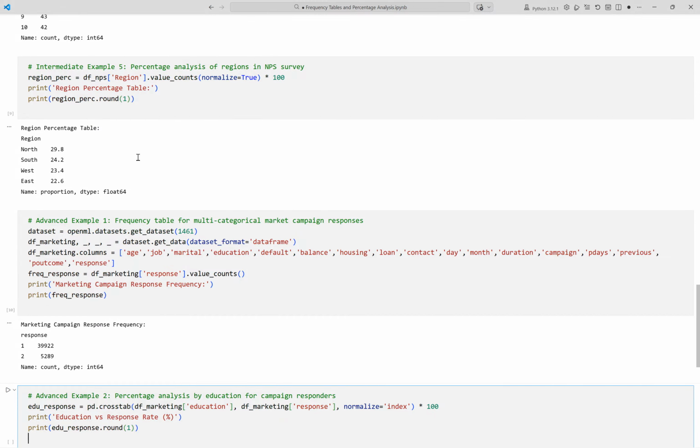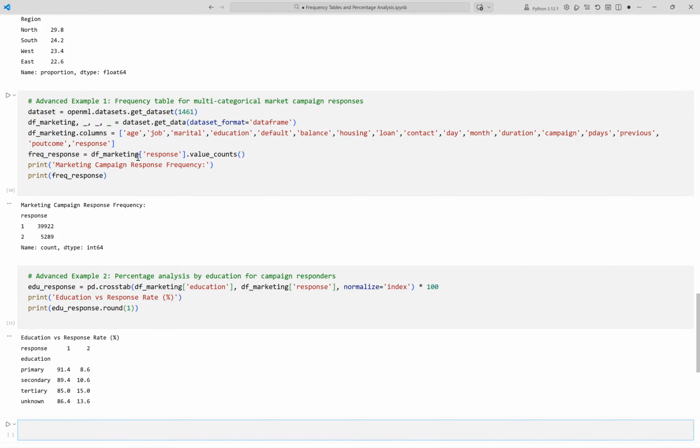Running the cell now. This table shows the percentage distribution of campaign responses, coded 1 and 2, within each education level, highlighting response rate trends by group. Notice how the tertiary education group has a higher proportion of response 2, 15%, compared to primary, 8.6%, suggesting education level may influence engagement. This output reinforces the importance of normalizing by row to compare response rates within categories, a key step in survey data analysis.